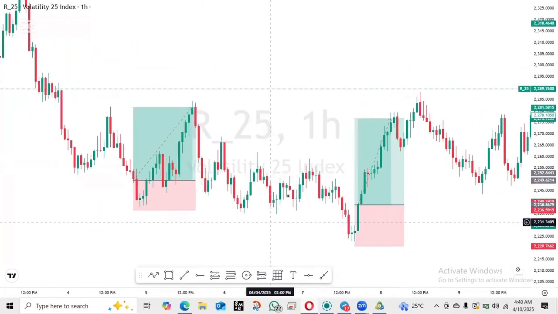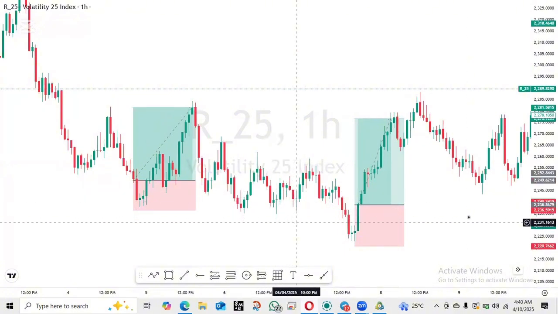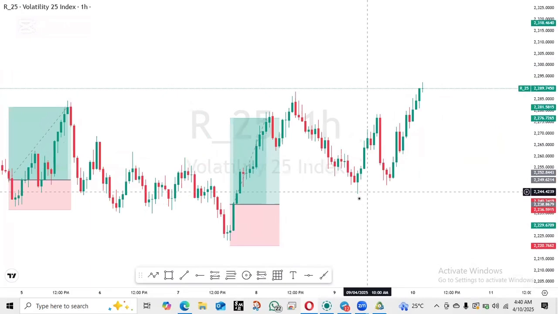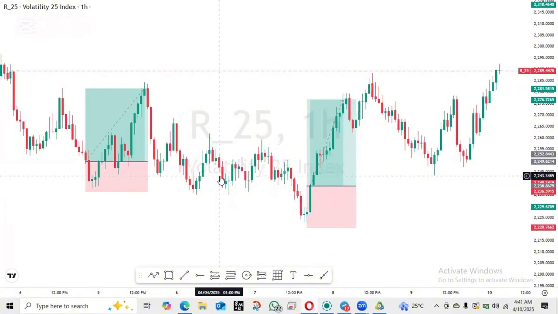Any candle that has a long lower wick is showing you a bullish trend. Look at this one here, long lower wick followed by upward movement. That's just how it is.